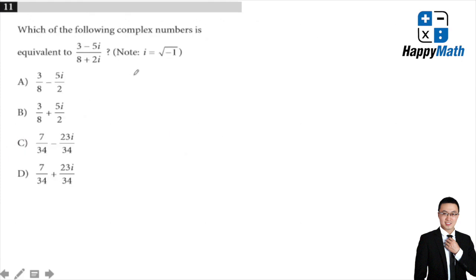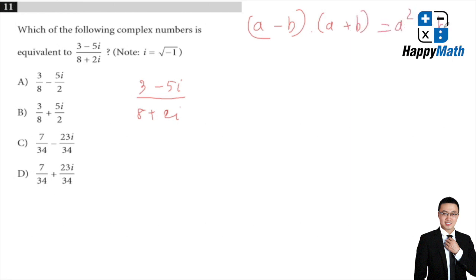Which of the following complex numbers is equivalent to this one? Okay. For a complex number, you have the i in the denominator, so I will use the conjugate equation, which is equal to a squared minus b squared.